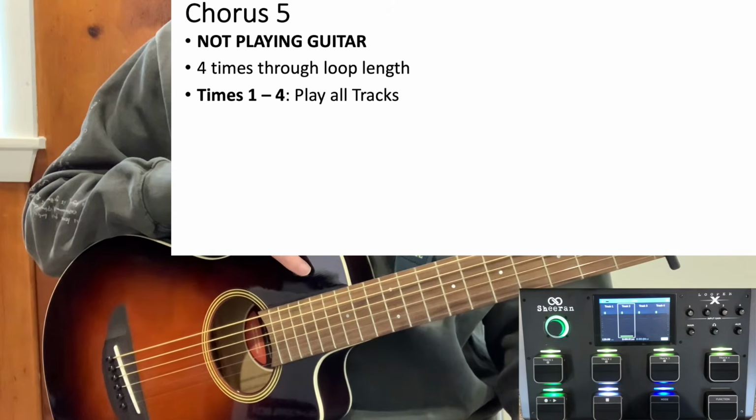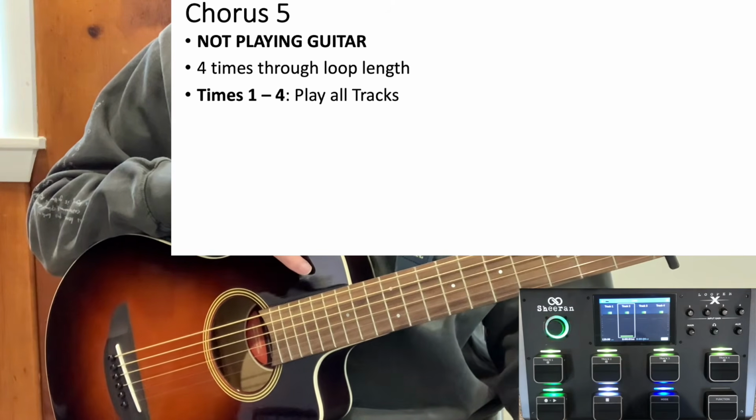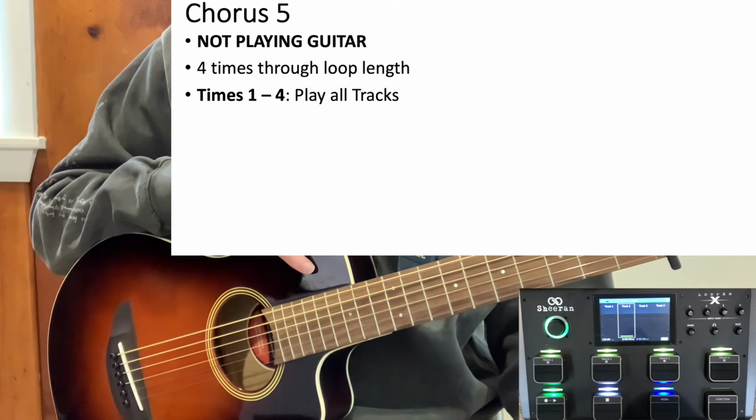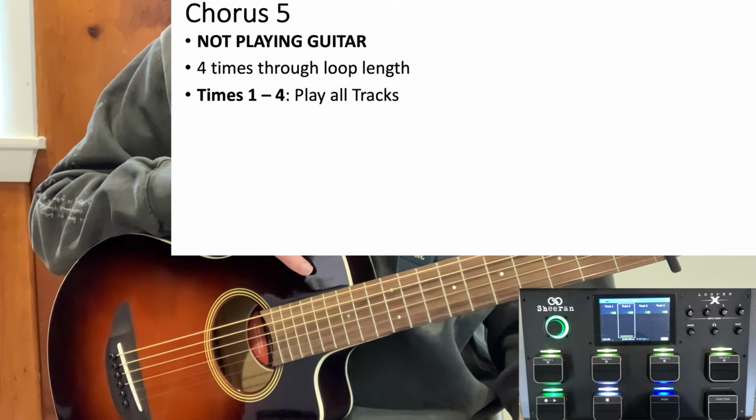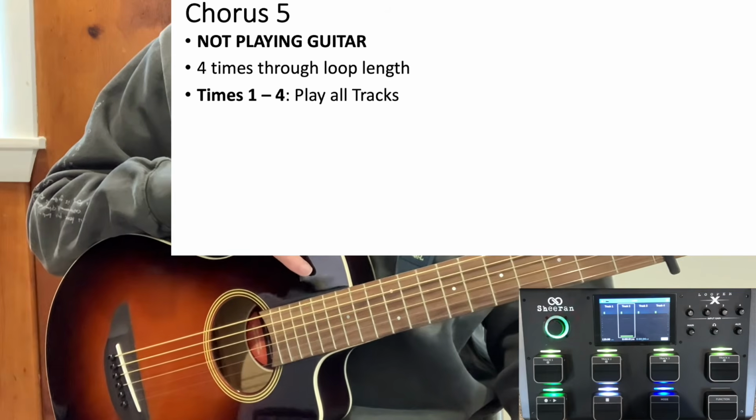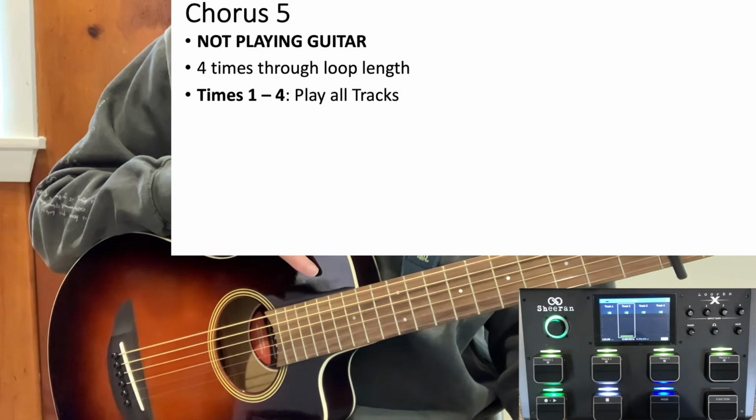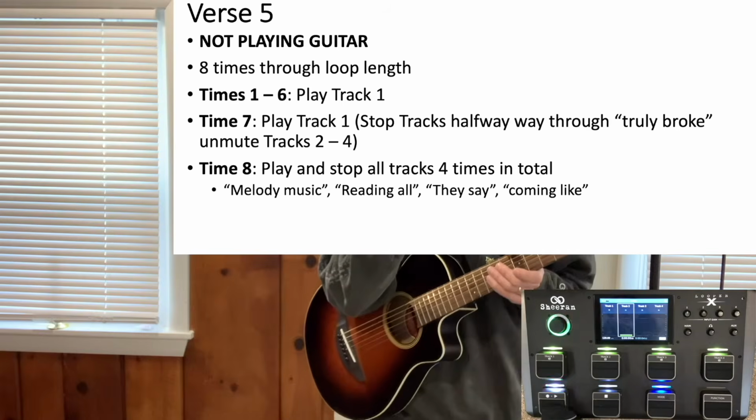All right, so now we're into chorus 5. You're going through your loop length 4 times in total, and you have all 4 of your tracks playing out. That's it. So now I'll show you how to transition from verse 5 into chorus 5, how to play chorus 5, and then transition into post-chorus 5.